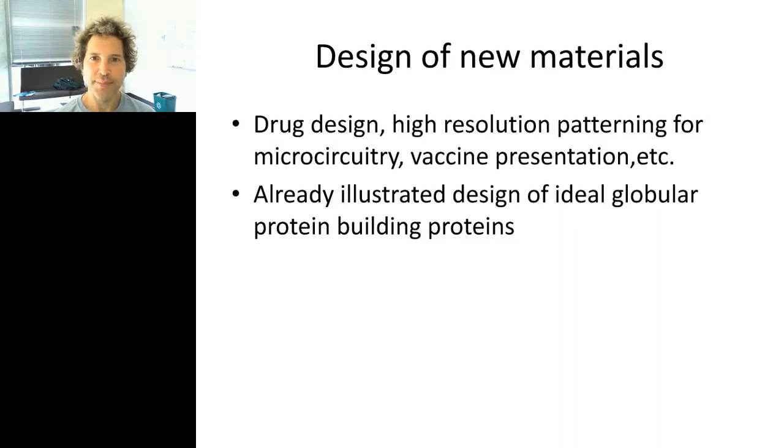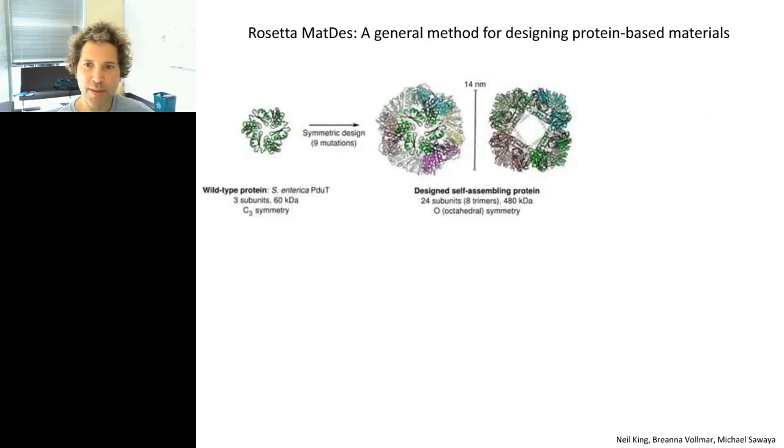Already, there's a lot of different types of nanomaterials that could be very useful. And one should also keep in mind that familiar materials like silk and wool are made out of proteins. So if we could figure out how to design proteins that bound to each other in very precise ways, we really could have a whole new class of materials for many different purposes. So I've already talked about designing ideal globular protein building blocks. And now the challenge is how to put these building blocks together to make nanostructures.